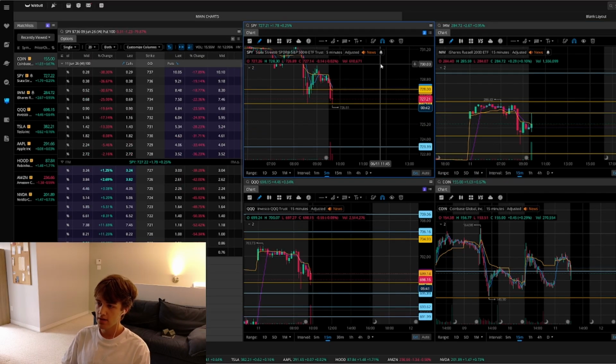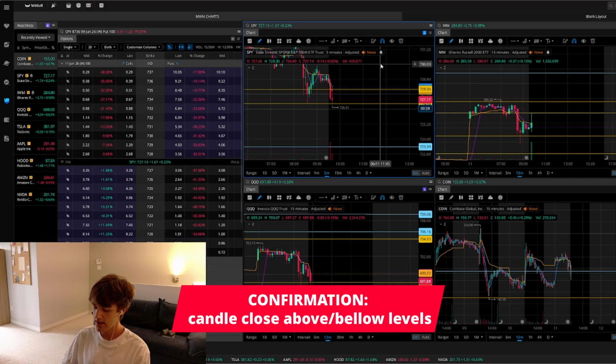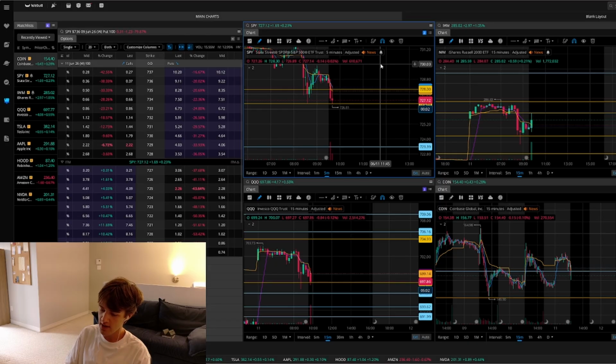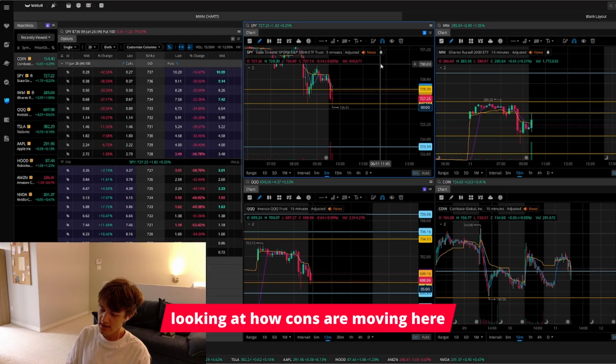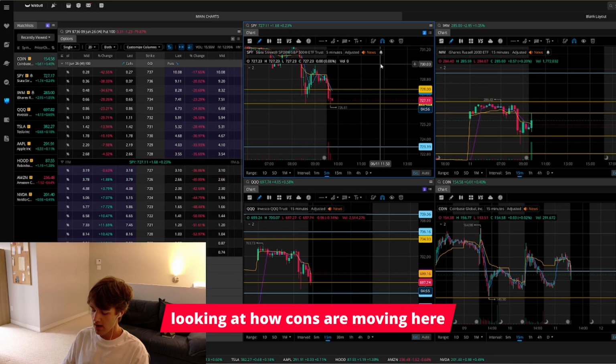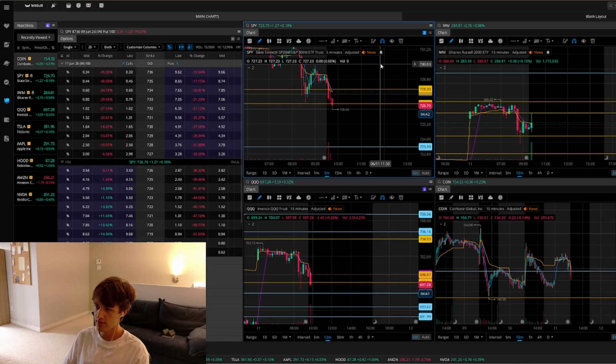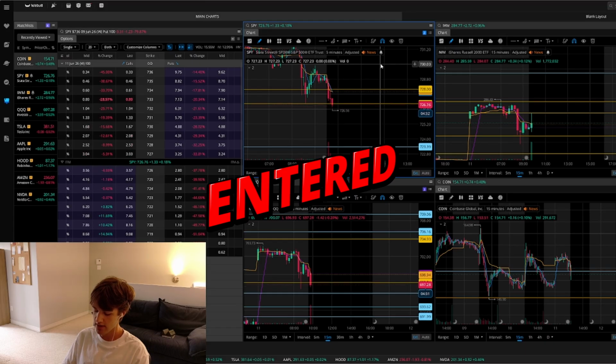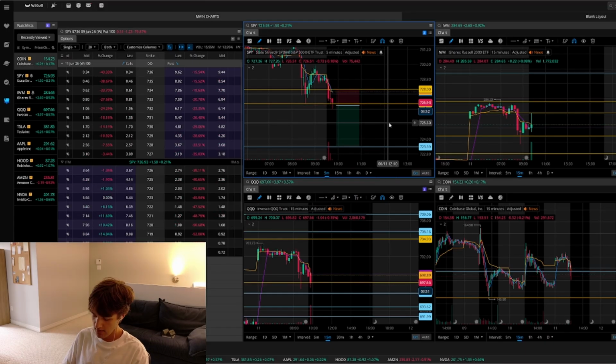SPY is basically at our key level here, our second one. We just want to wait and make sure we really see that confirmation. Right now, what I have up on my phone is the SPY 723 puts contract, and I'm just looking at how it's moving. Okay, so it just broke our level. I want to enter one contract here at 1.75. Okay, it did just fill me right here.